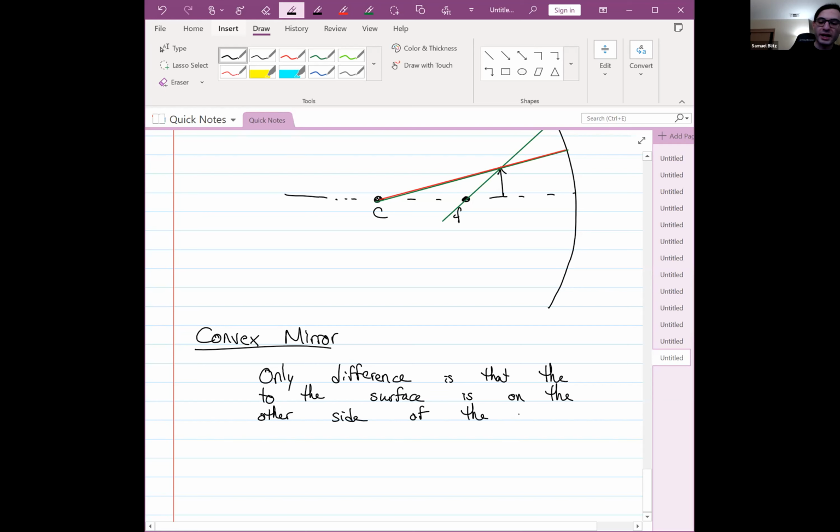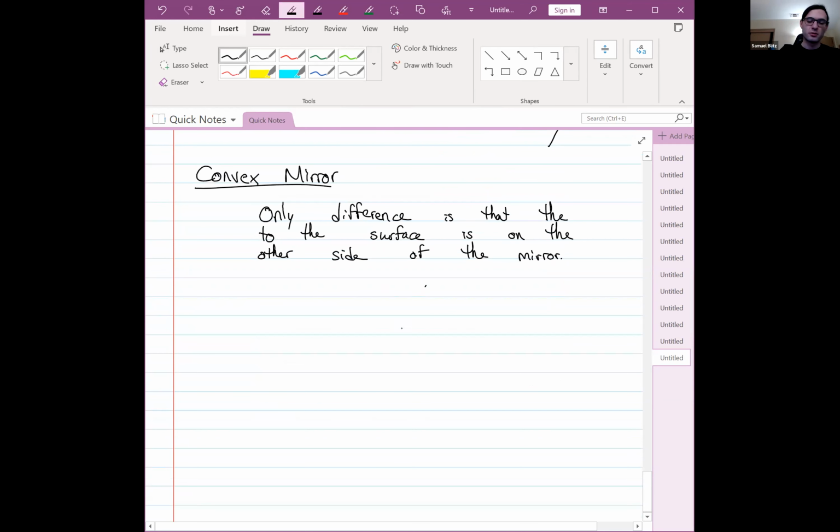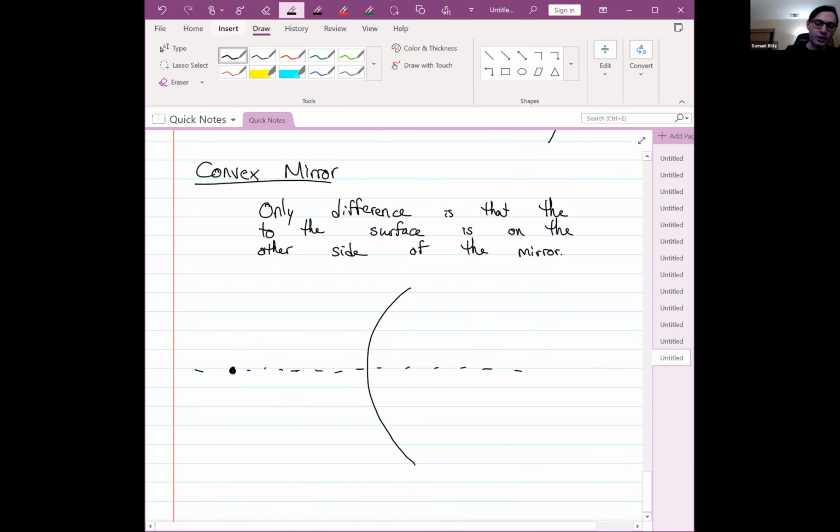That is, the line connecting the mirror to its center is on the other side of the mirror, not the side where light actually goes. So a picture looks something like this. By the way, we're almost always going to put our object, or at least our first object, on the left. So if we have an object somewhere here, and say here's the center, our light is going to come off, say, it hits that point of the mirror.